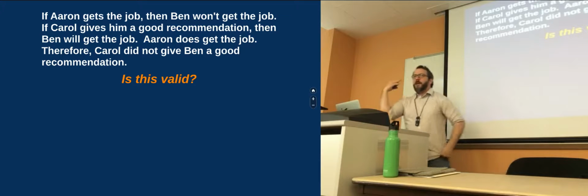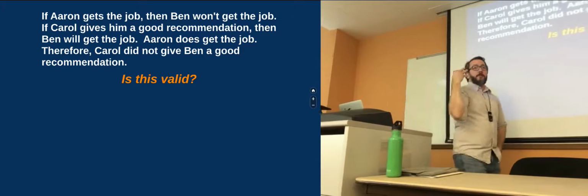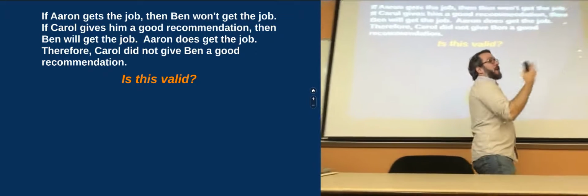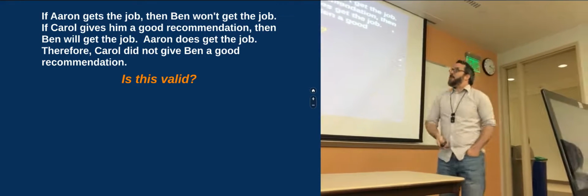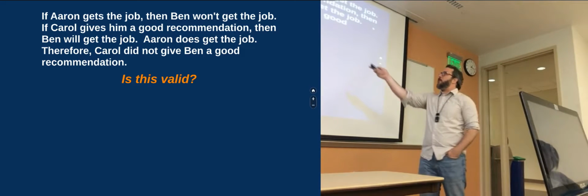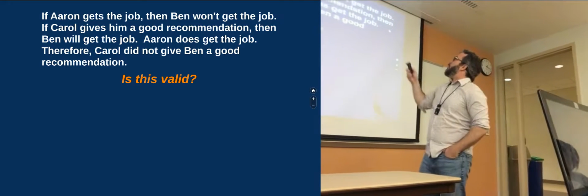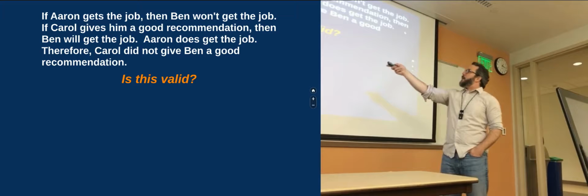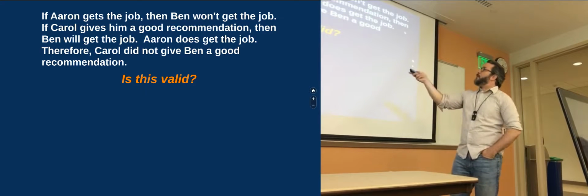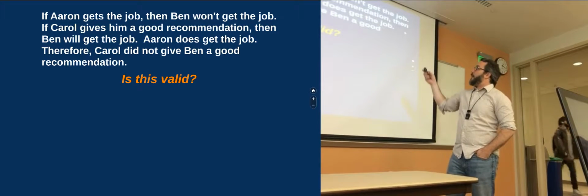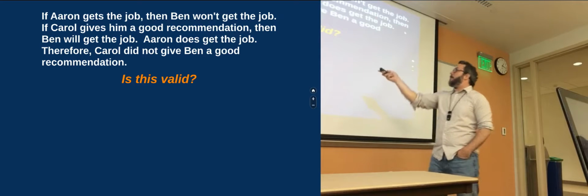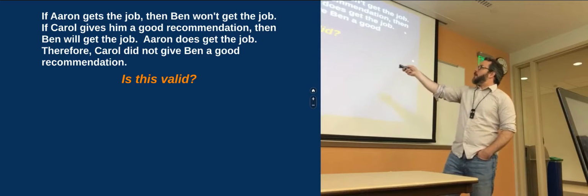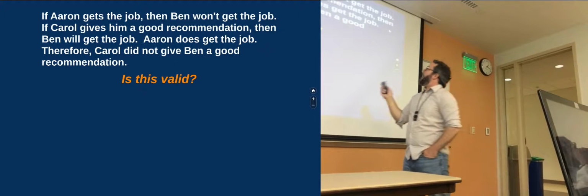Instead of trying to do it all in our head, where things get lost in the shuffle, or where we might have a hard time trying to convince others who disagree with us whether or not that argument would be valid, let's formalize it first. I have if Aaron gets the job, then Ben won't get the job. If Carol gives him a good recommendation, then Ben will get the job. Aaron does get the job. So 3 premises that I'm beginning with here, right? 3 premises, and then therefore, my conclusion that I'm trying to draw from this is Carol did not give Ben a good recommendation.